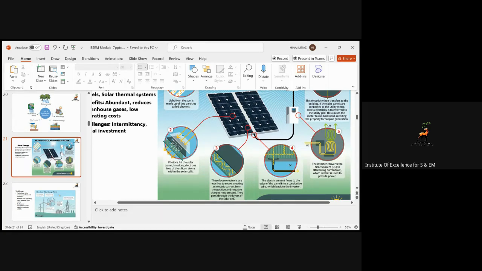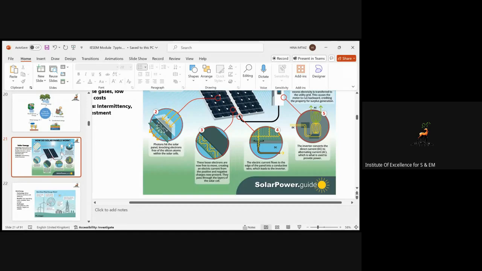So when the rays hit the solar panels, they knock the electrons free from these silicon atoms, and then these loose electrons are free to move, creating an electric current from the positive and negative charge now present, and they pass through the layers of the solar cells.